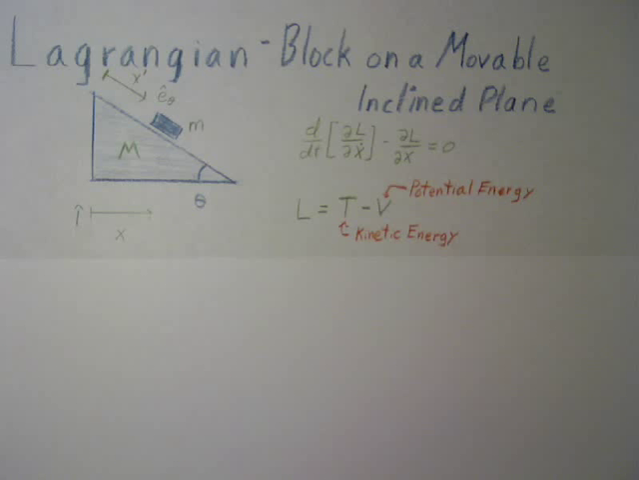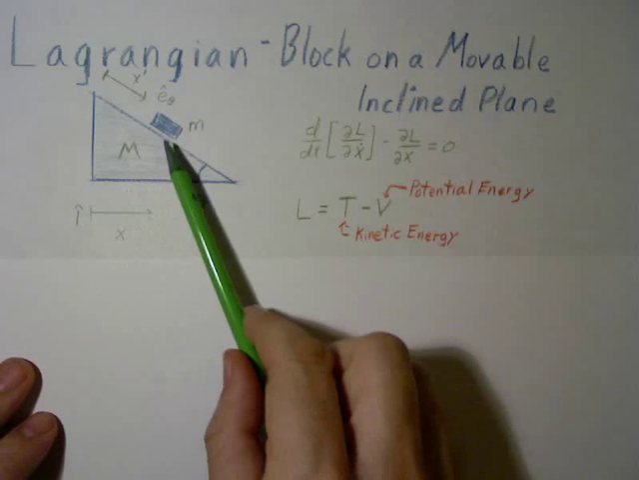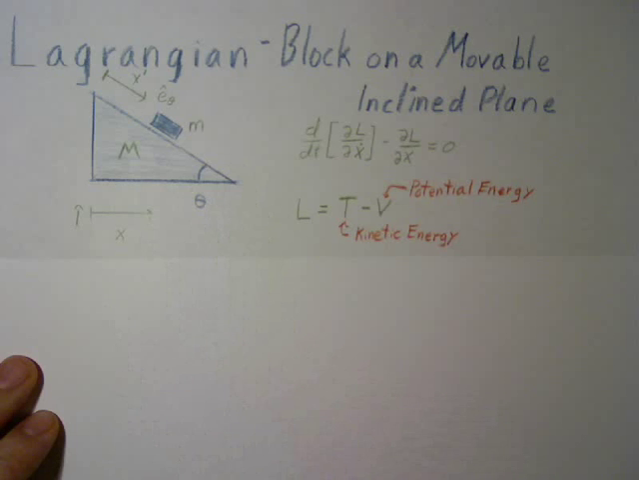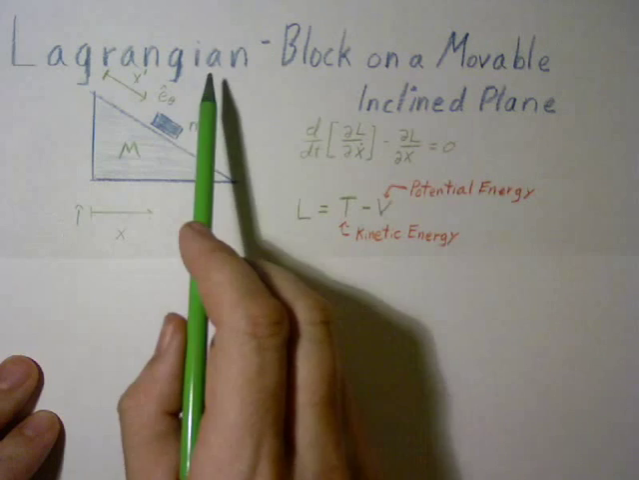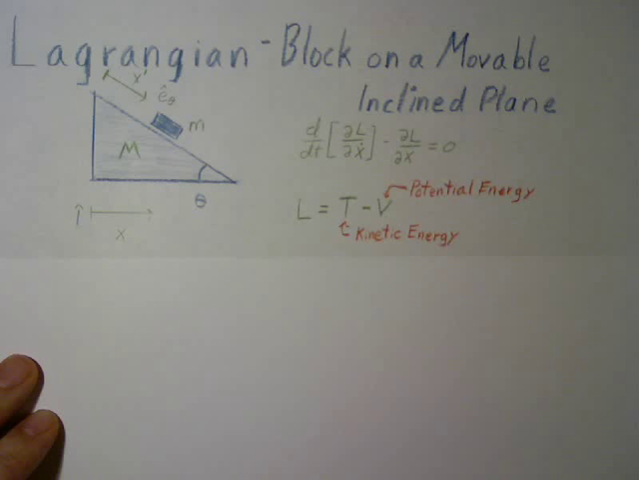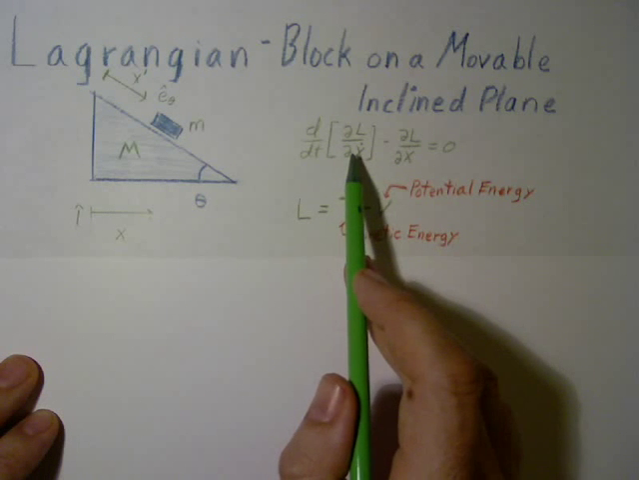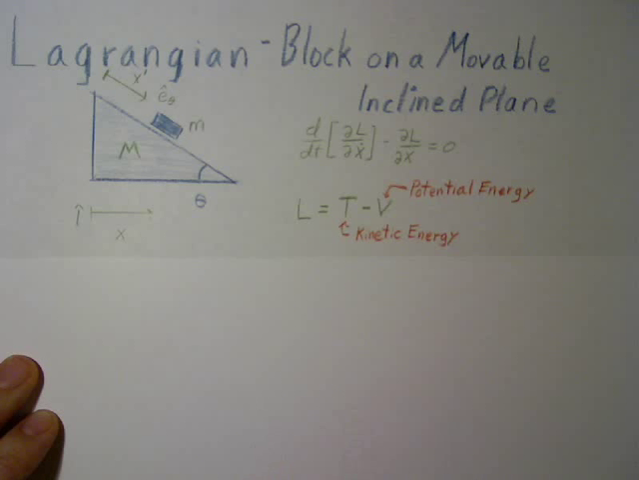In this problem, we're going to solve for the equations of motion for a block on a movable inclined plane. That is to say, not only can the block move down the incline, but the incline itself can move back and forth. We're going to solve it using the Lagrangian. This is advantageous because if we can find the Lagrangian itself, we can plug it into Lagrange's equation, and the process is much simpler than the ordinary Newtonian physics we ordinarily use.